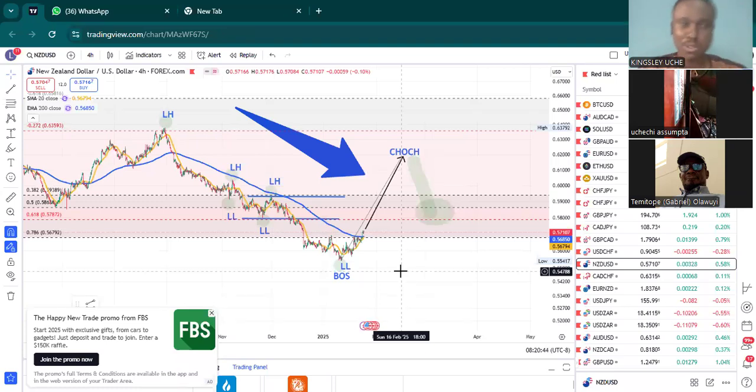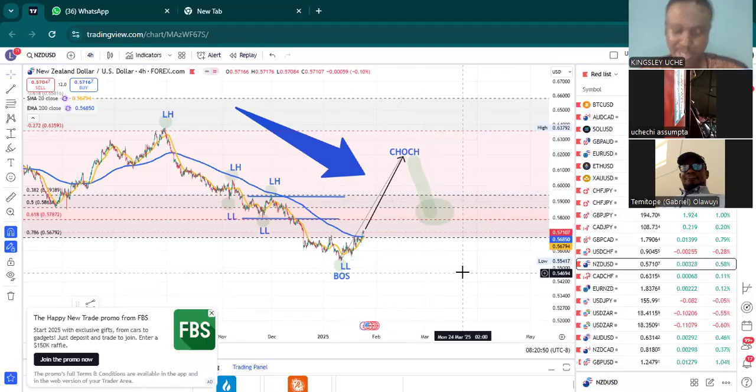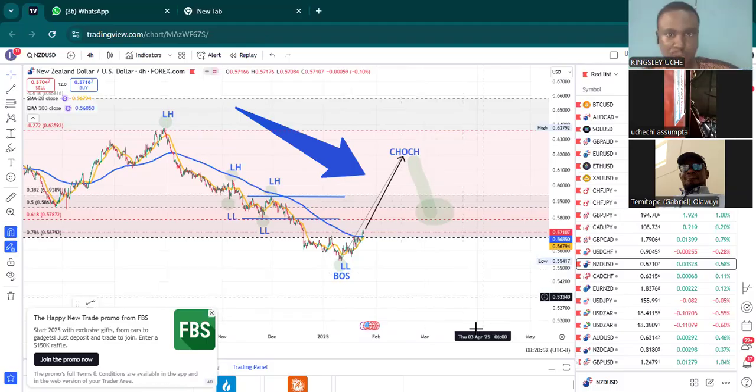the second phase come to life. Okay, so that's that for the NZD USD. Okay, so now I'm going to head into the second phase, which is also known as the entry phase.